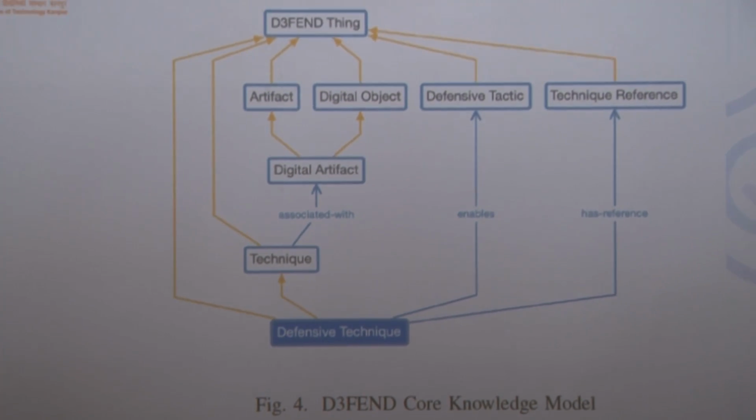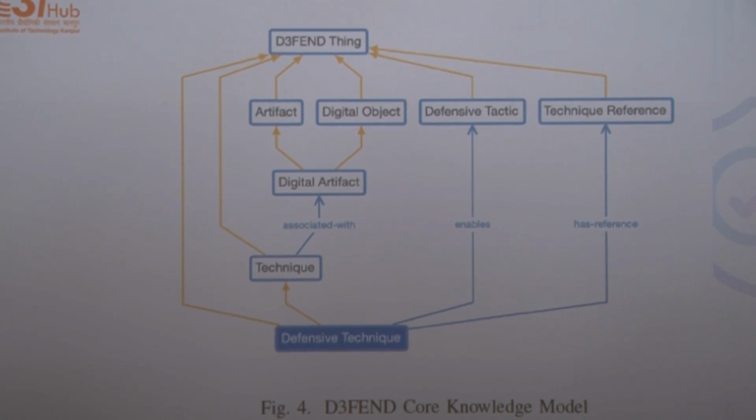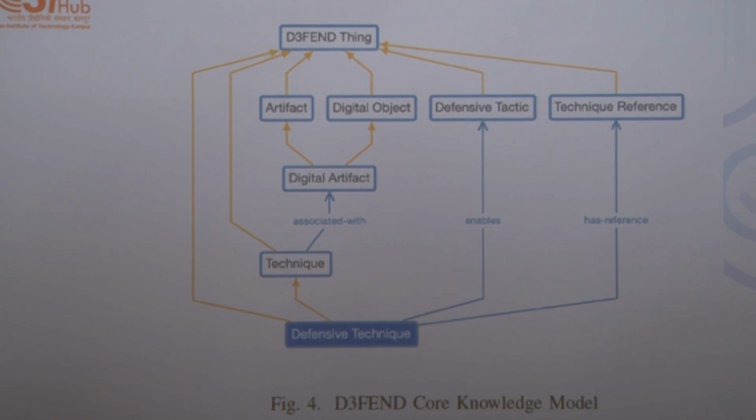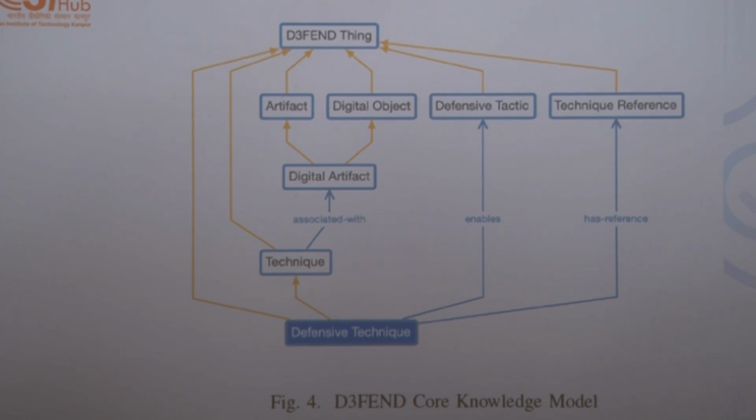So the concepts here are very simple as far as you are concerned. You are not going to create knowledge bases or knowledge graphs and put that inside a semantic web database and all that stuff. But for you, the important thing is to know what a digital artifact is, and what the defensive techniques are, and what the defensive tactics are, and the fact that all these things are part of the D3FEND knowledge base idea.